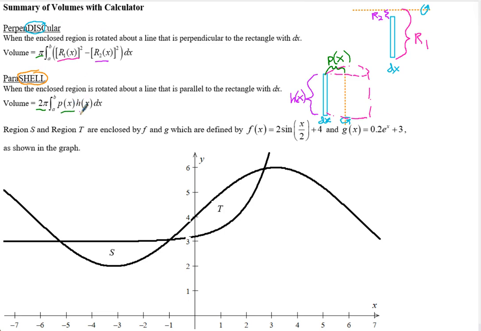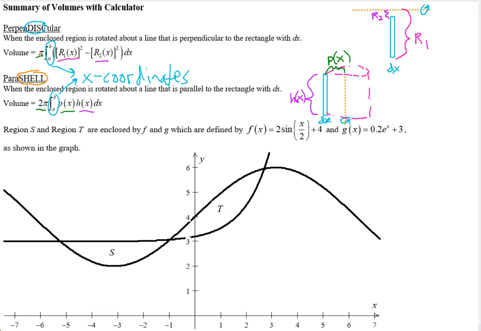And on both of these, since everything is in terms of x, one thing they have in common is the a and b values for both of these. The lower and upper limits, you're always using the x coordinates, where the region begins and ends, moving from left to right. All right, so let's see how this works with this example problem.